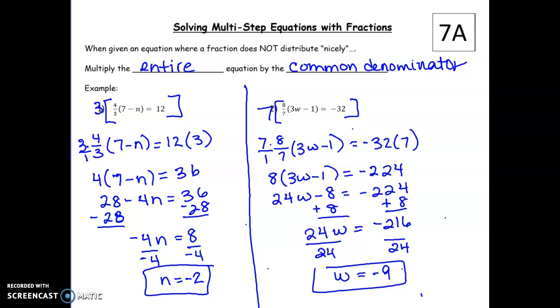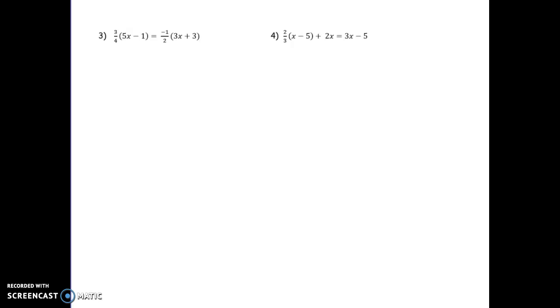Okay, so moving on to number 3, and you guys can pause it any time and try it and then check it. But here I've got two denominators, 4 and 2. My lowest common denominator would be 4, so let's multiply both sides by 4. When we do that, we've got 4 times 3/4 is going to be 12/4. So let's spell that out. 4 times 3/4 times 5x minus 1 is going to be equal to 4 times negative 1/2 times 3x plus 3.